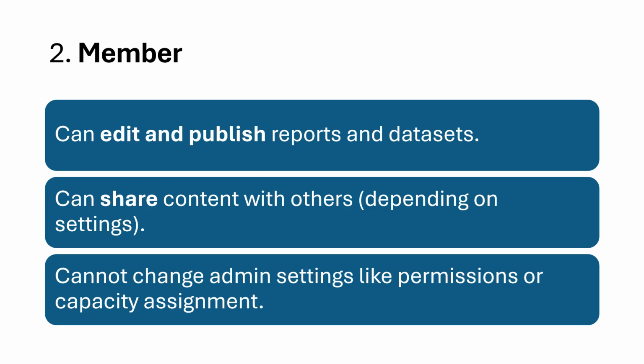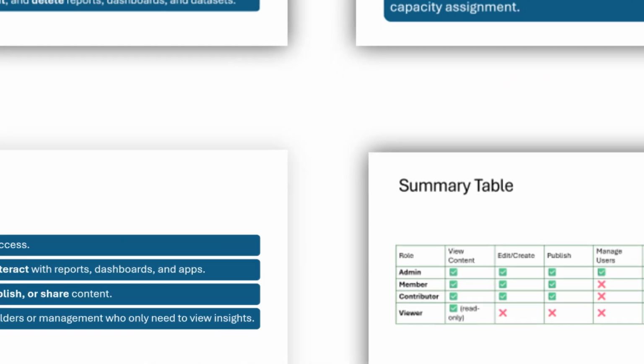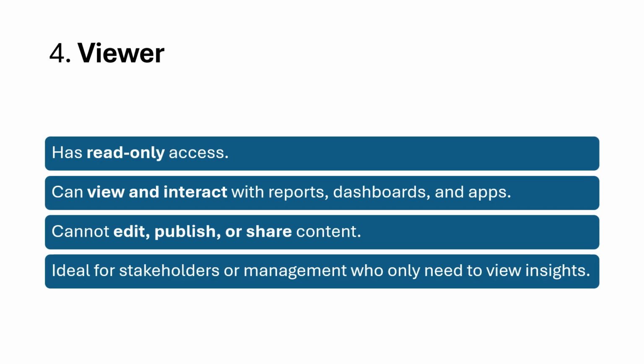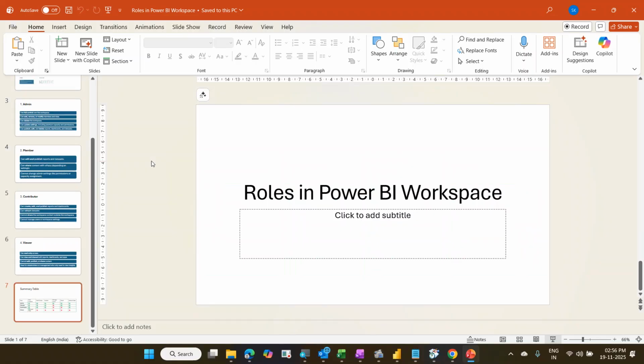They can create a report, they can publish the report. A contributor can create, edit and publish, and can refresh also. They can refresh, but they cannot share the reports with others. And a viewer can only view the report. A viewer cannot edit, cannot publish, cannot share. They are just a viewer. So you decide what permission you are going to give for that user.